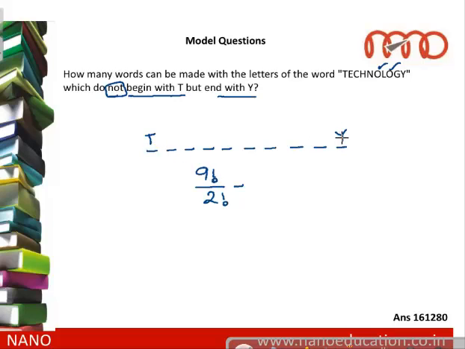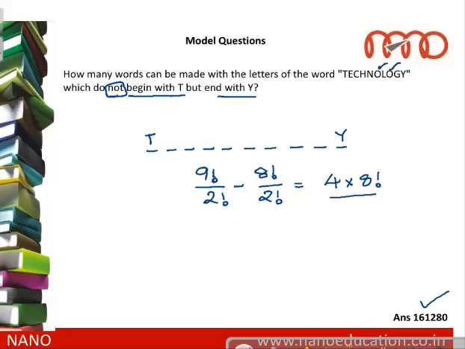T in the first place, Y in the last place, and the remaining 8 letters can be permuted among themselves in 8 factorial ways, of which 2 O's are identical, so divide by 2 factorial. So the answer is going to be 8 factorial by 2 factorial, which can be taken common. 9 minus 1 is 8, 8 by 2 is 4, so 4 into 8 factorial. On simplification, this comes out to 161280.